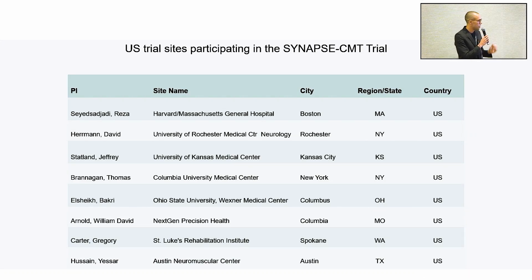So this here is showing the list of US trial sites that will participate in the study. We have a total of 19 sites across the US, Belgium, France, Denmark, and Spain. And we have at least 8 sites that we hope to include in the study in the US. We already have 2 trial sites that are activated for enrollment. These are the trial site in Austin with Dr. Hussain and the trial site in Columbia, Missouri with Dr. Arnold.